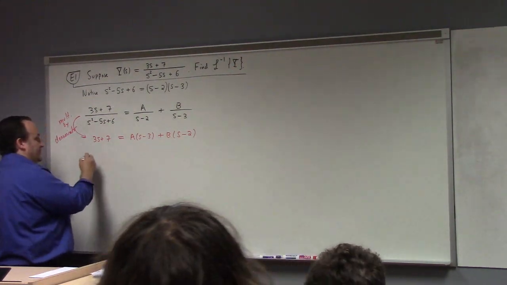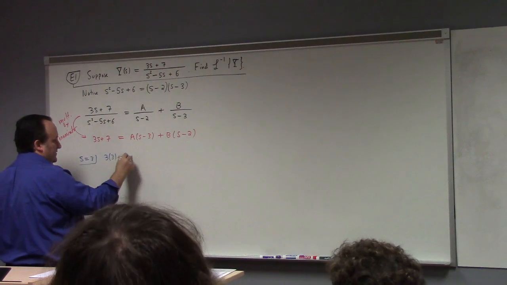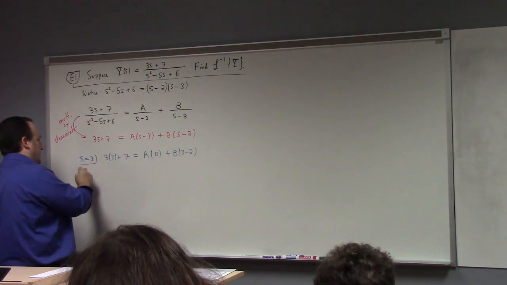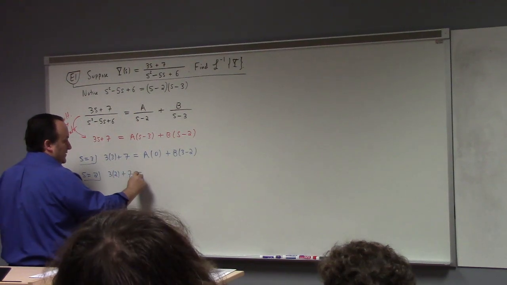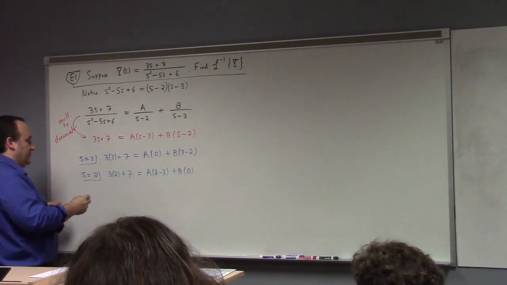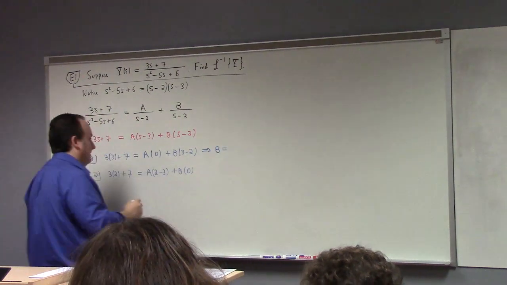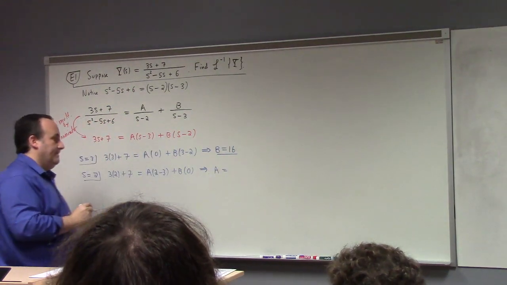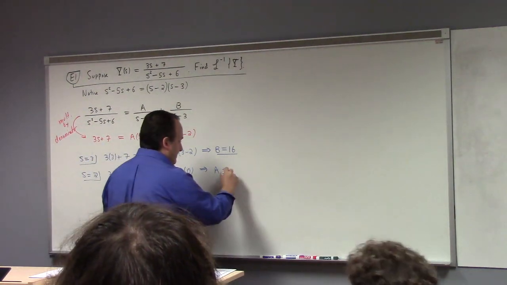So evaluate at s equals 3. That's 3 times 3 plus 7 is equal to A times 0 plus B times (3 minus 2). And when we evaluate at s equals 2, we get 3 times 2 plus 7 is equal to A times (2 minus 3) plus B times 0. So let's clean those up. What does this first one tell me? B is equal to 16. And the second one tells me A is equal to negative 13, because there's a minus here.